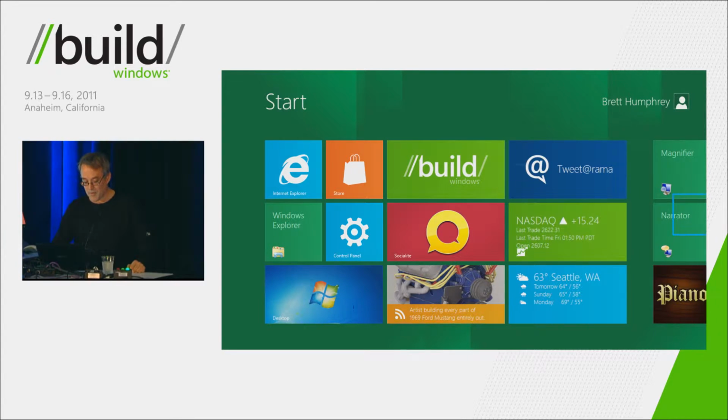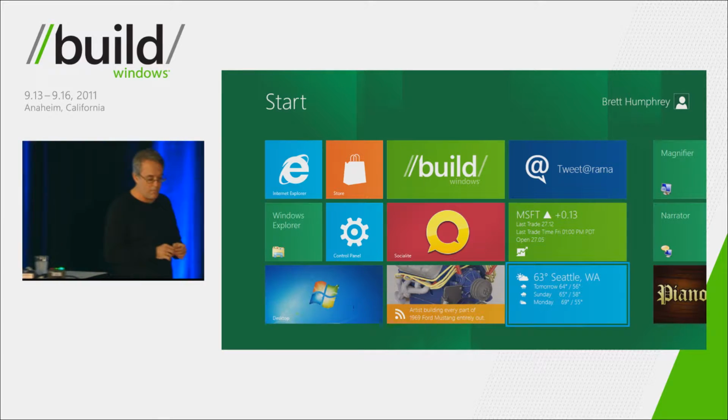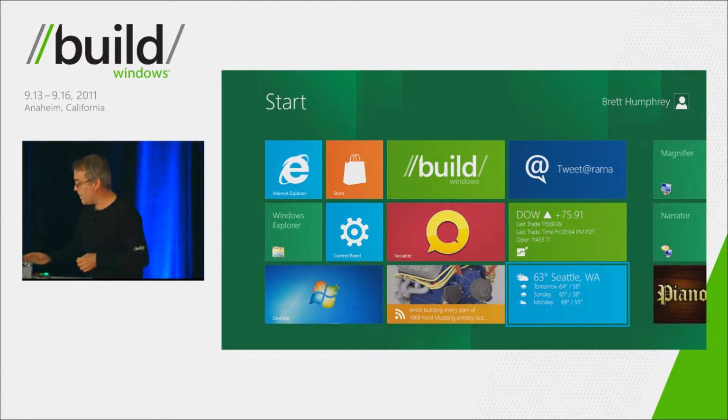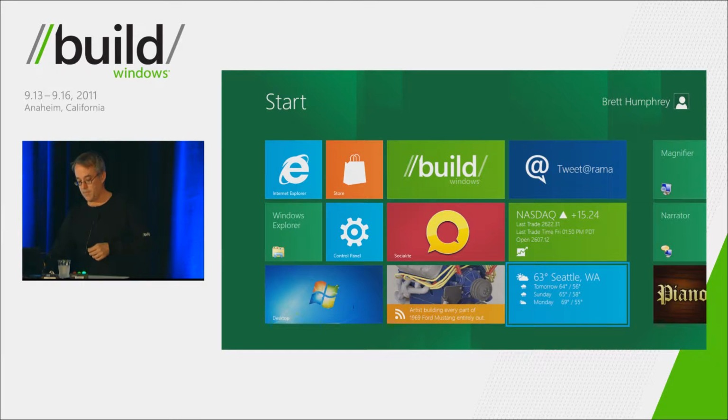And as I work my way around the start screen, tile.png image, stock Dow plus 75.91, last trade, weather 63 degrees Seattle, WA, umbrella with raindrops tomorrow 64 degrees / 56 degrees, umbrella with raindrops Sunday 65 degrees / 58 degrees, Monday 69 degrees / 55 degrees, non-select.